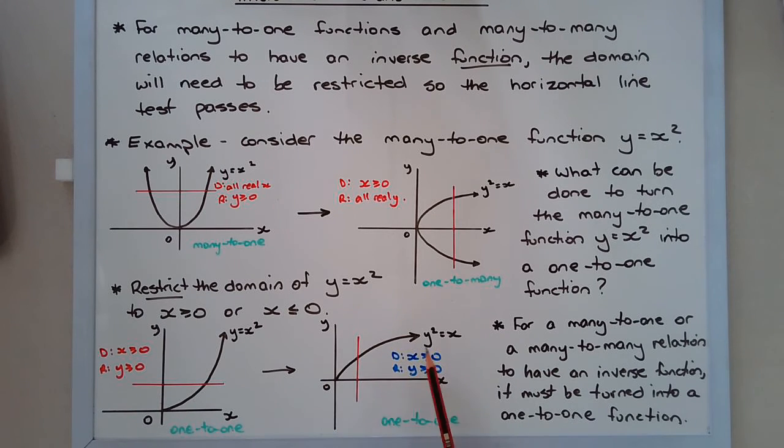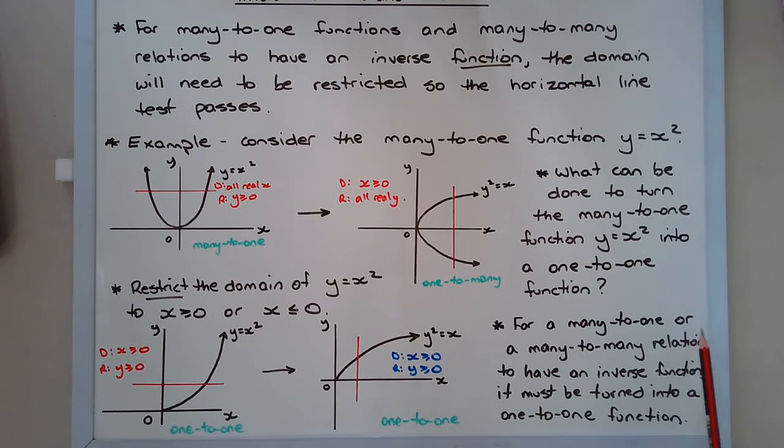Its inverse is still y squared equals x, however, with a restriction. The domain is x greater than or equal to 0, and the range is y greater than or equal to 0. It is a one-to-one function as well. So the horizontal line test for y equals x squared is the vertical line test for y squared equals x, and you can see that they both pass.